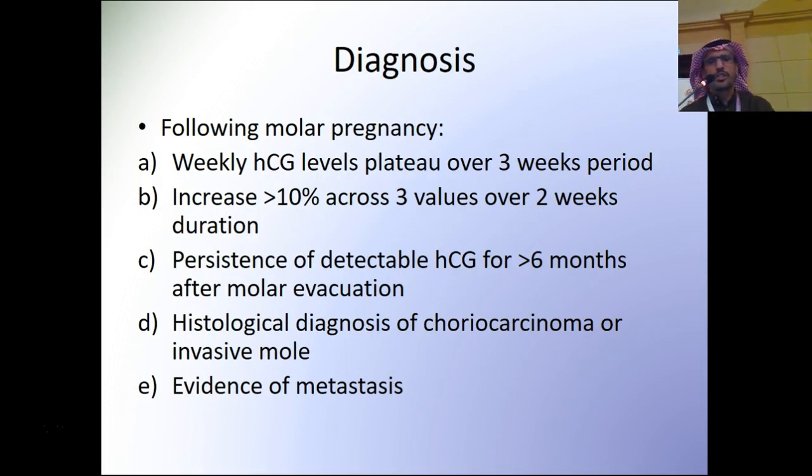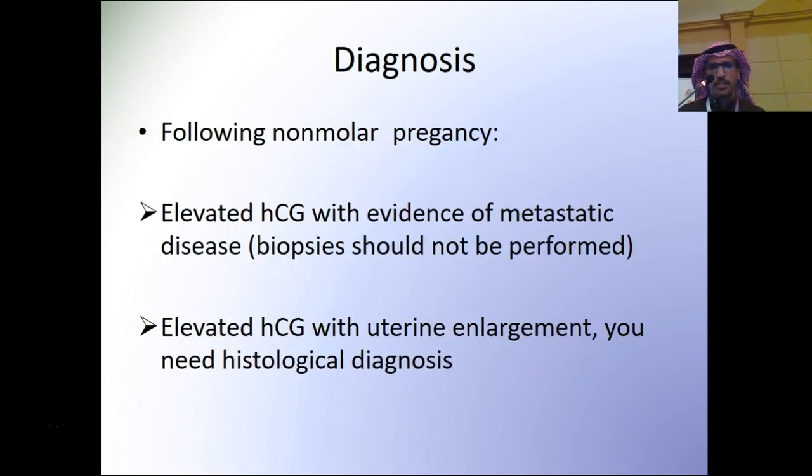So what about diagnosis? Following molar pregnancy, if you have a weekly beta-HCG level plateau over a 3 week period, meaning day 1, day 7, day 14, and day 21, this can be diagnosed as a gestational trophoblastic neoplasm. If you have an increase of more than 10% across 3 values over a 2 week duration, day 1, 7, 14, if there is persistent detectable beta-HCG for more than 6 months after molar evacuation, if there is a histological diagnosis of choriocarcinoma or invasive mole, and if there is evidence of metastasis. So this is following molar pregnancy.